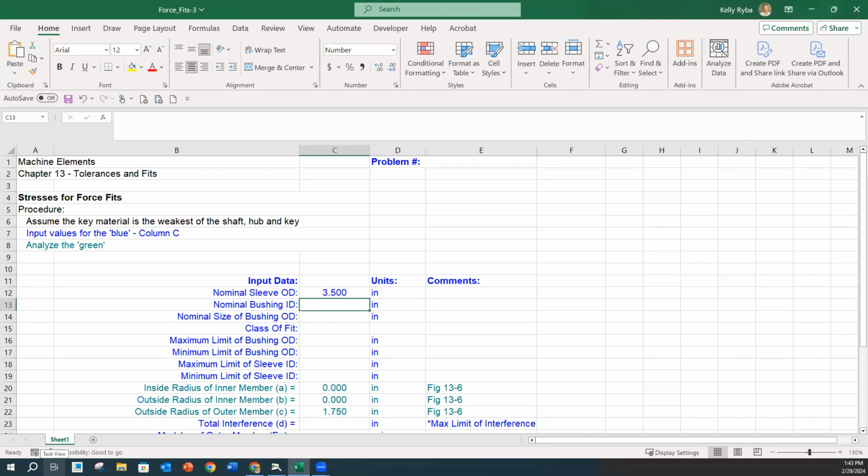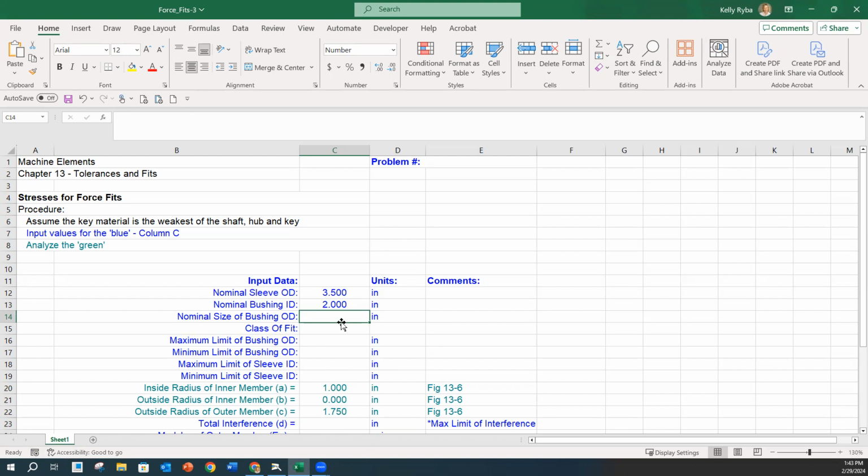Then I've got a nominal bushing ID. So the inside diameter of the bushing, it's the inside diameter. Don't put A in there. So that's going to be our 2 inches. 2, enter. Now notice what happened already. Down here at the bottom, the green cells are populating. So our A is half of the 2 that we just put in, and our C is half of the 3.5. So you want to put the diameters in here.